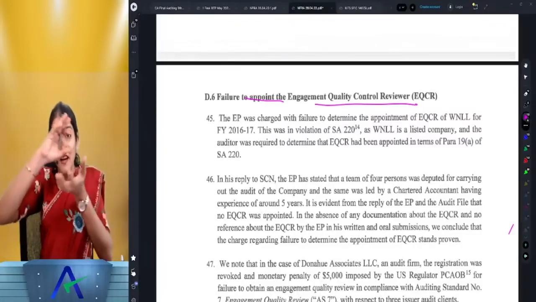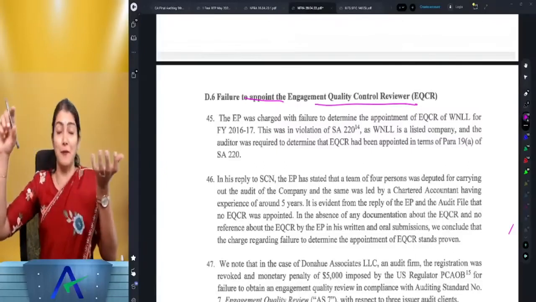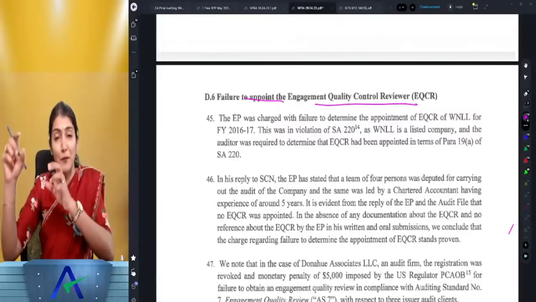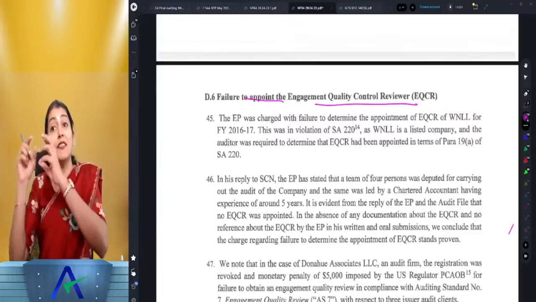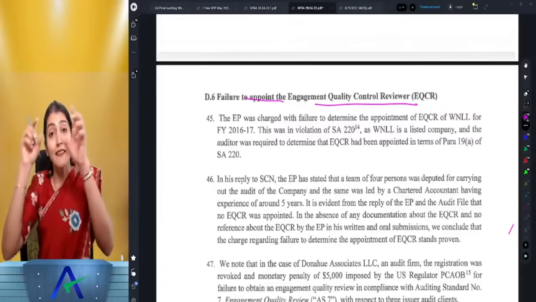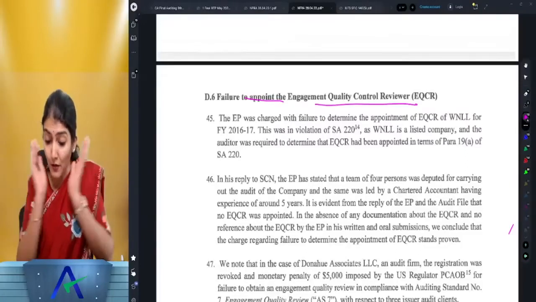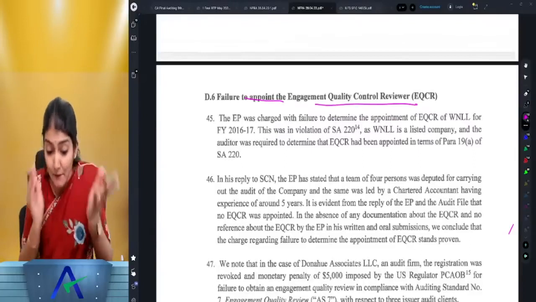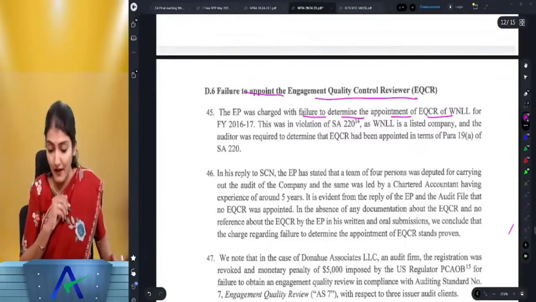Right? So the EQCR is going to go through all the CREEB matters in the audit, the matters relating to independence, the risks identified, the responses, the materiality, the matters communicated to TCWG, the appropriateness of the report. These are the matters which are going to be covered in the EQCR review. And in this audit, no EQCR was done. The EP was charged with failure to determine the appointment of the EQCR.